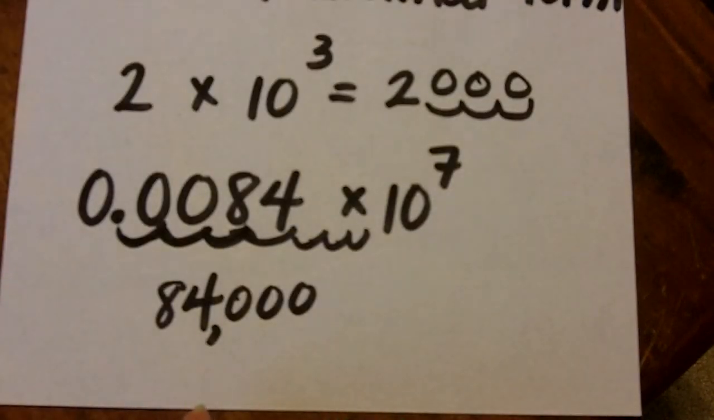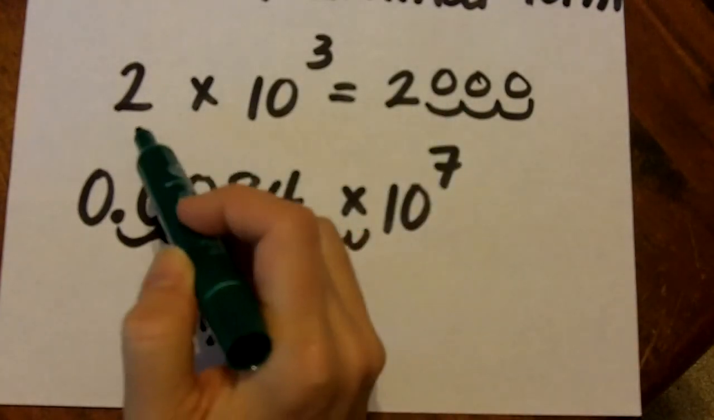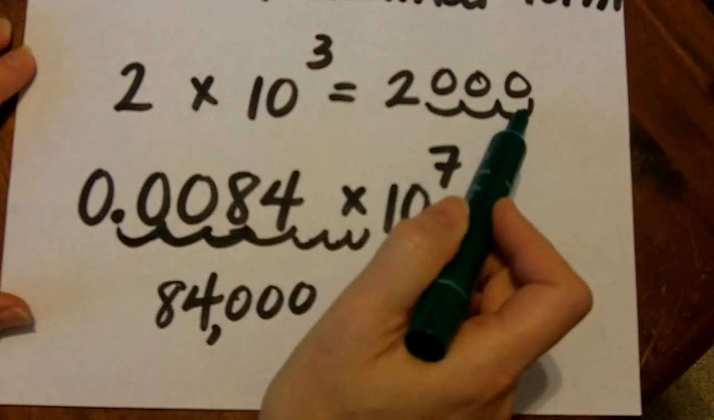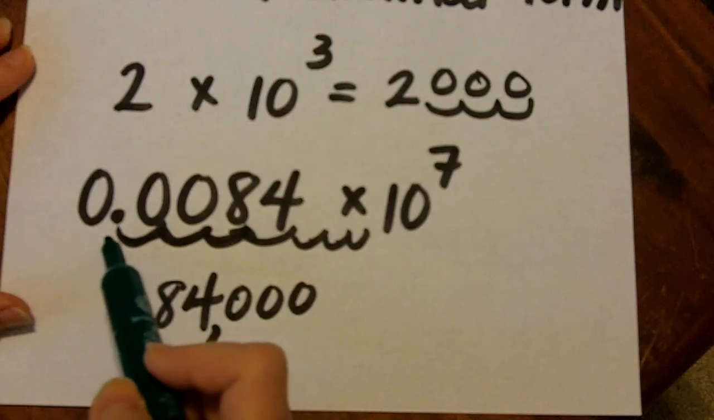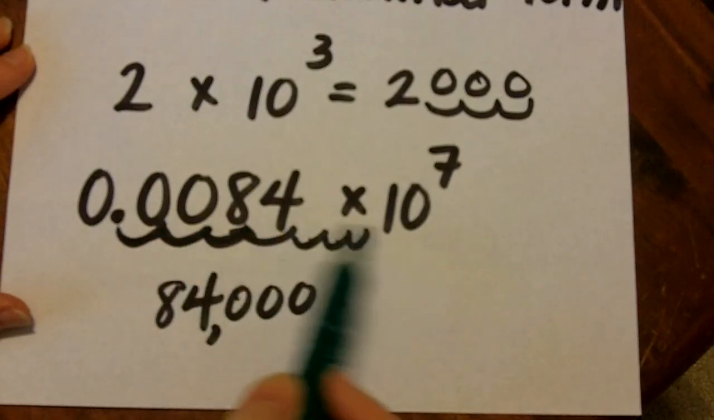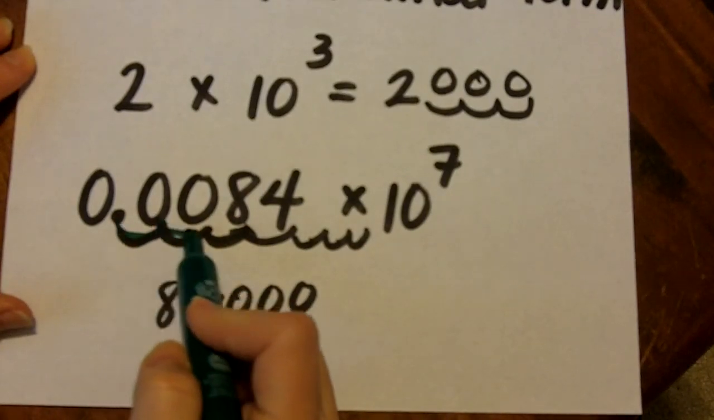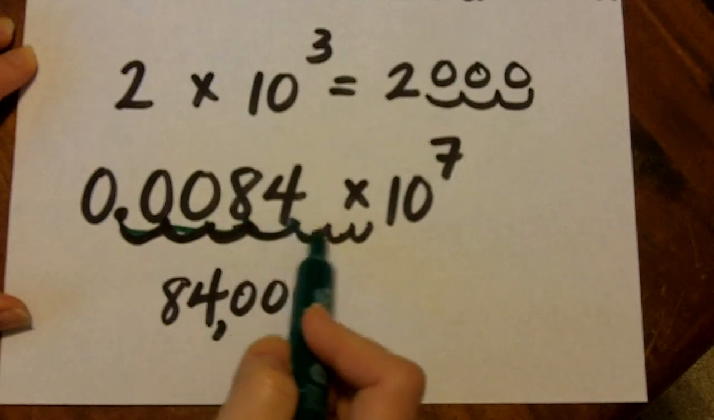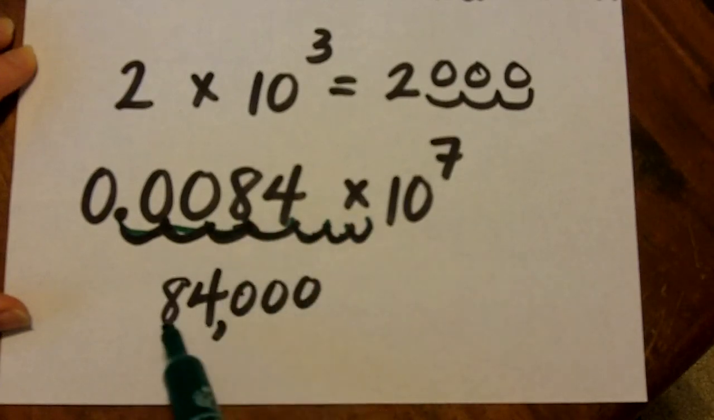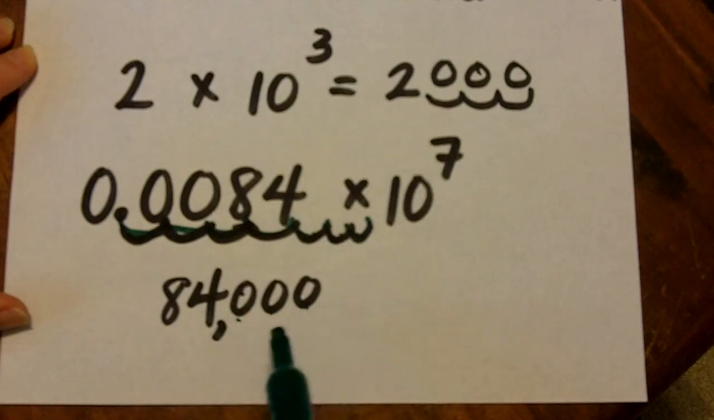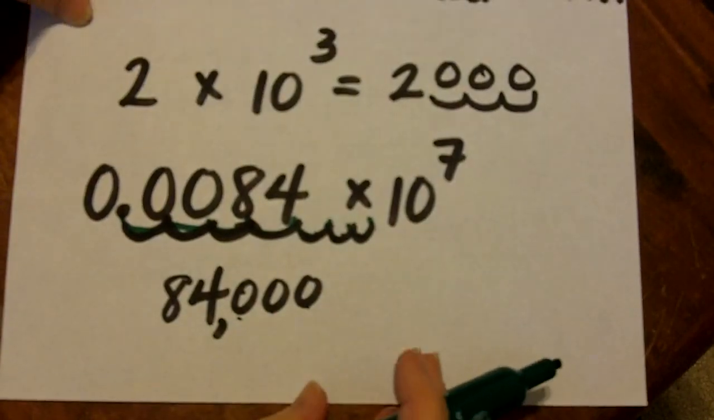If you're asked to write something in decimal form, you're simply writing the number in the form that you're used to seeing. So if you saw 2 times 10 to the third, you would simply add 3 zeros to the 2. That's not so hard. If you had 0.0084 times 10 to the 7th, then you're going to have to actually move that decimal 7 places to the right. 1, 2, 3, 4, and then 5, 6, 7. So you're going to have the 8 and the 4. You don't have to write these zeros that came before it, but you do have to add these 3 little zeros that you have found. And so you would end up with 84,000.